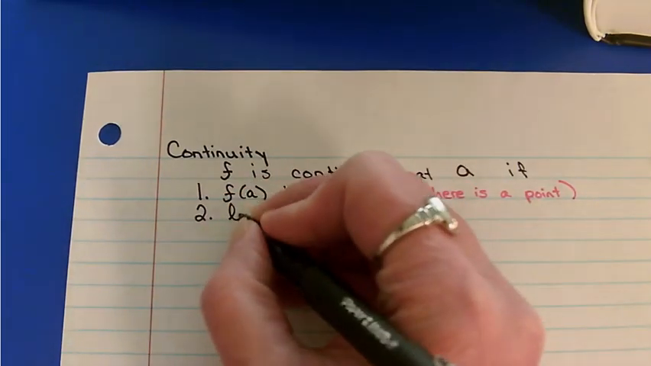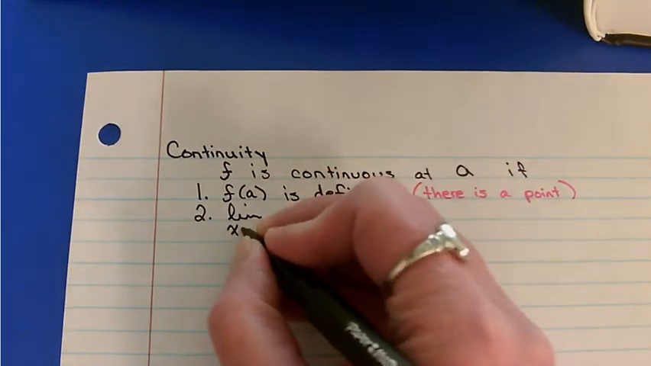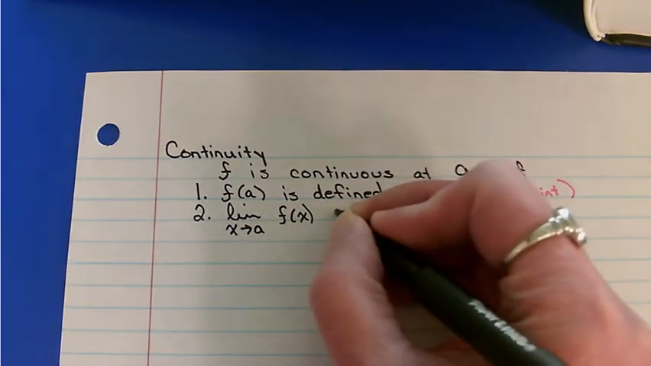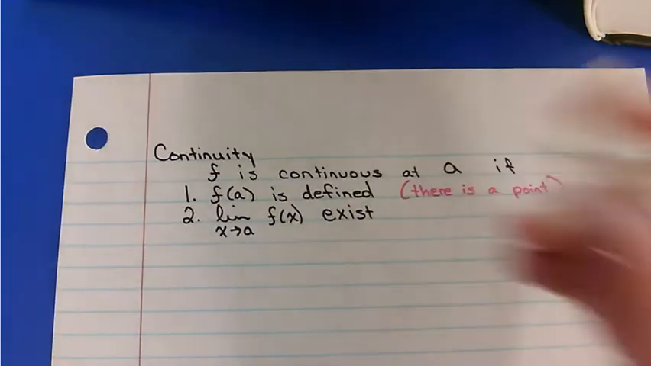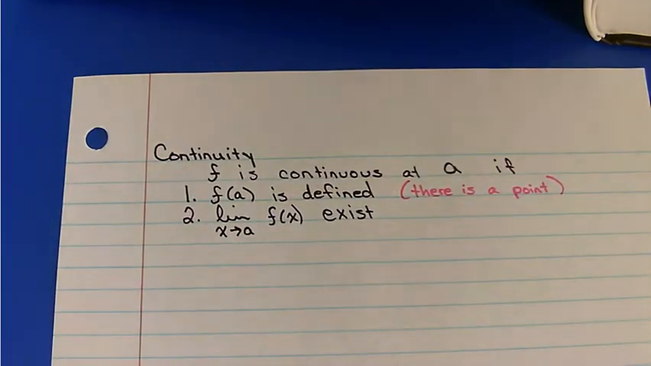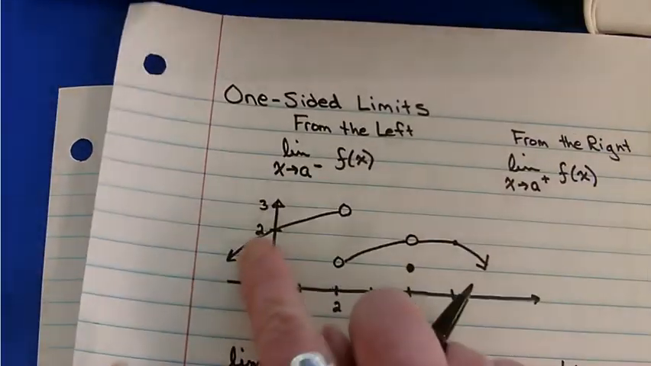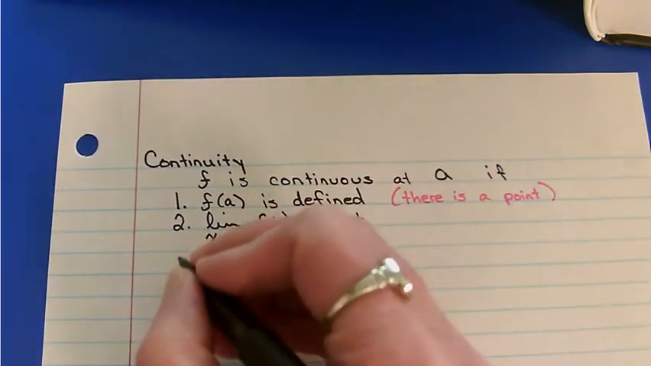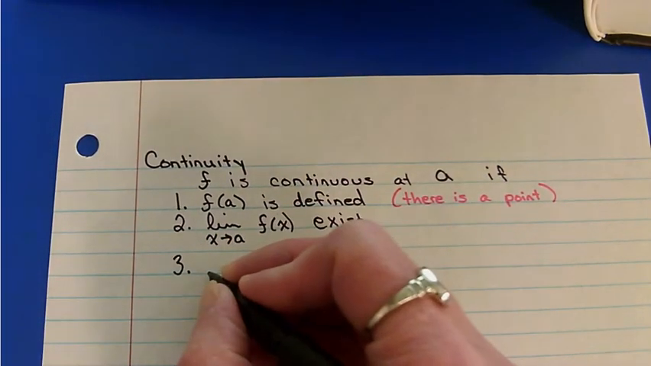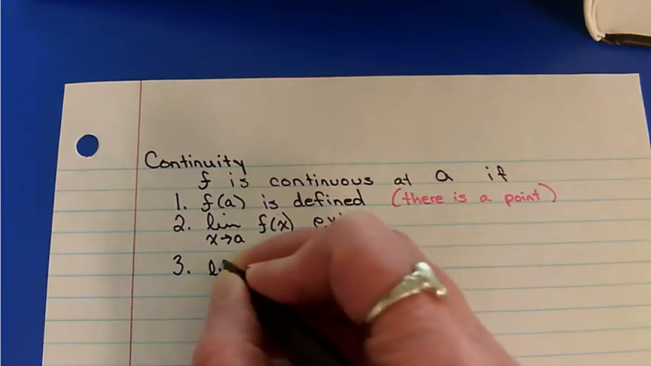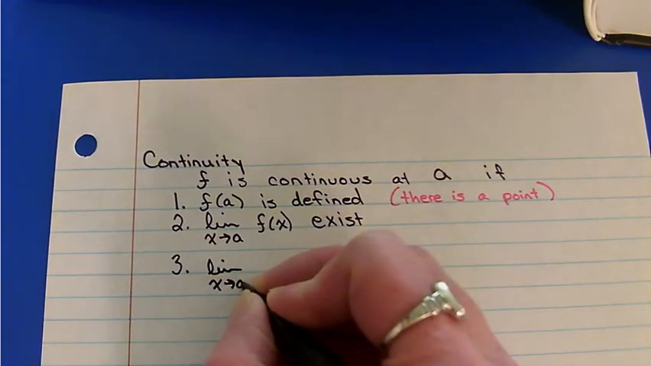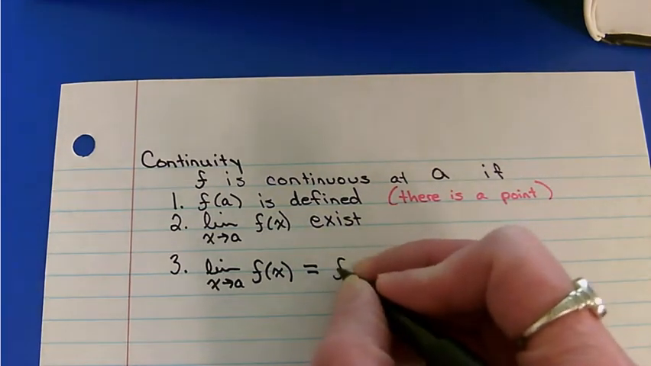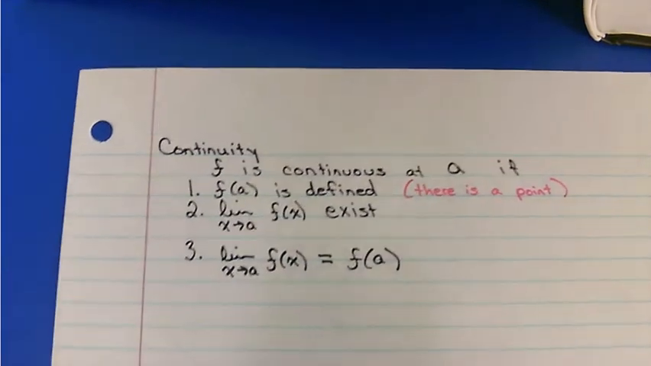Step 2, the limit as x approaches A must exist. The left side and the right side have to meet at the same place. We don't want any of this business. Then the last thing I want to state is that the limit has to equal the point.